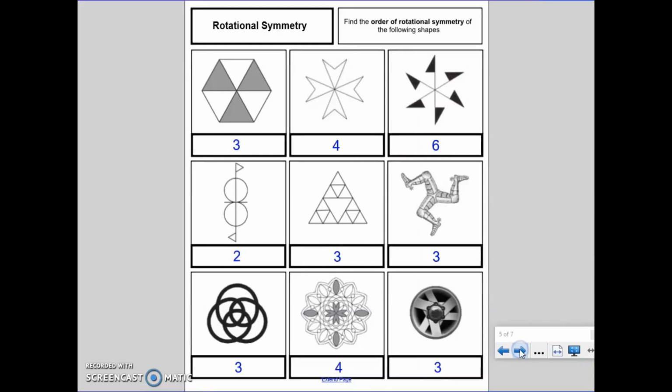Welcome back. I've displayed my answers on the screen now. Remember to take into account the shading or color within a pattern or image. So at first glance, you may have thought this would be order of rotational symmetry 6, but because of the alternate gray and white pattern, we're actually dealing with an order 3. Very well done if you got all 9 correct there.